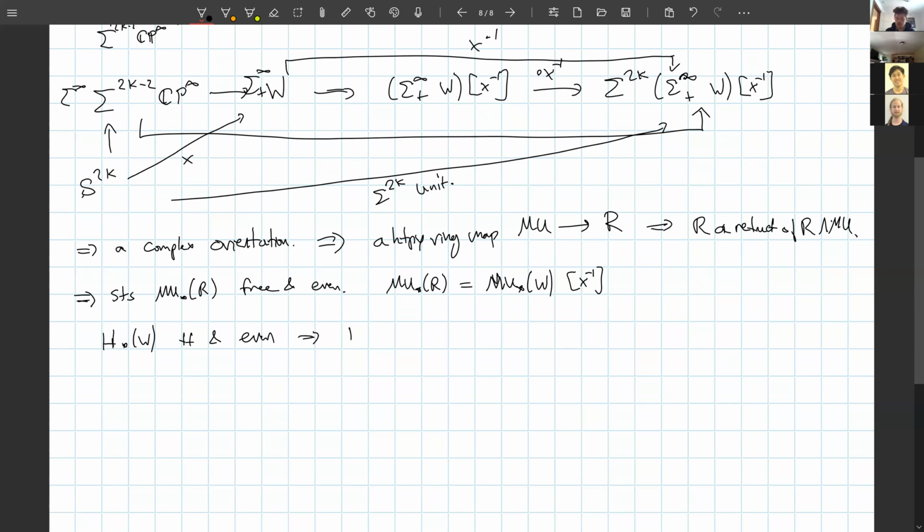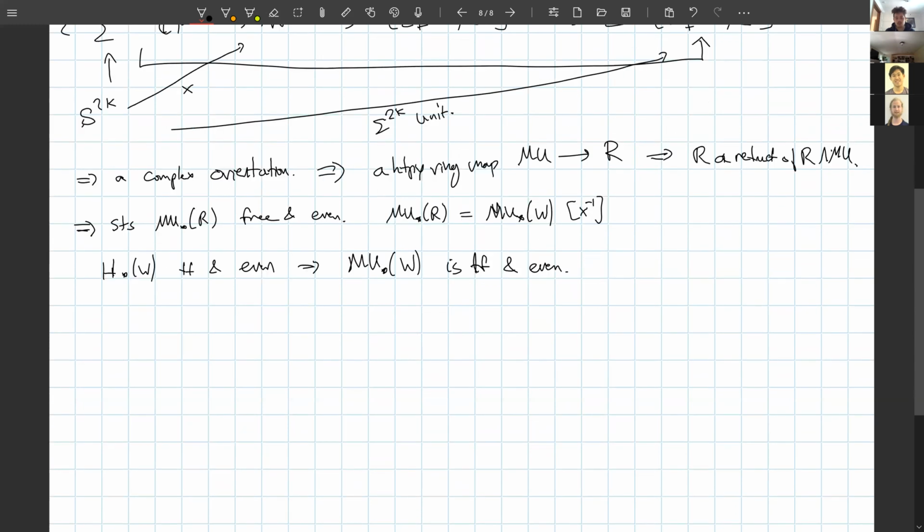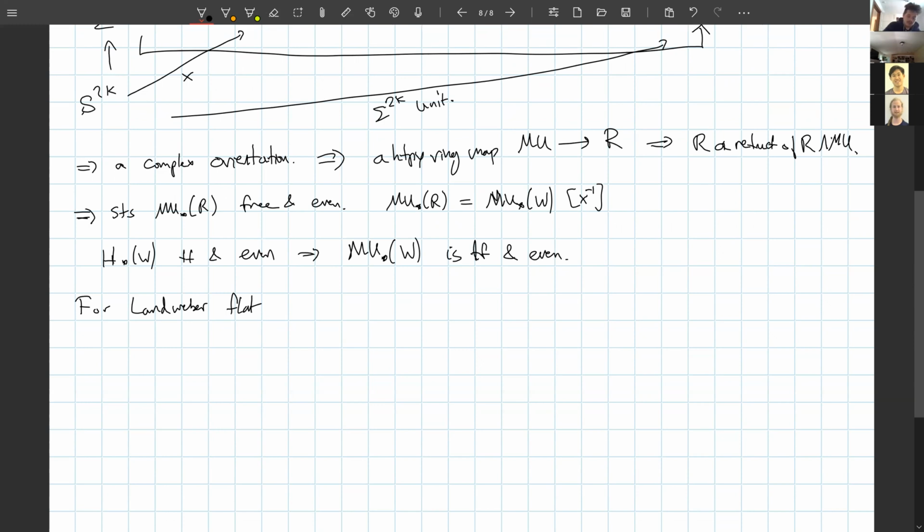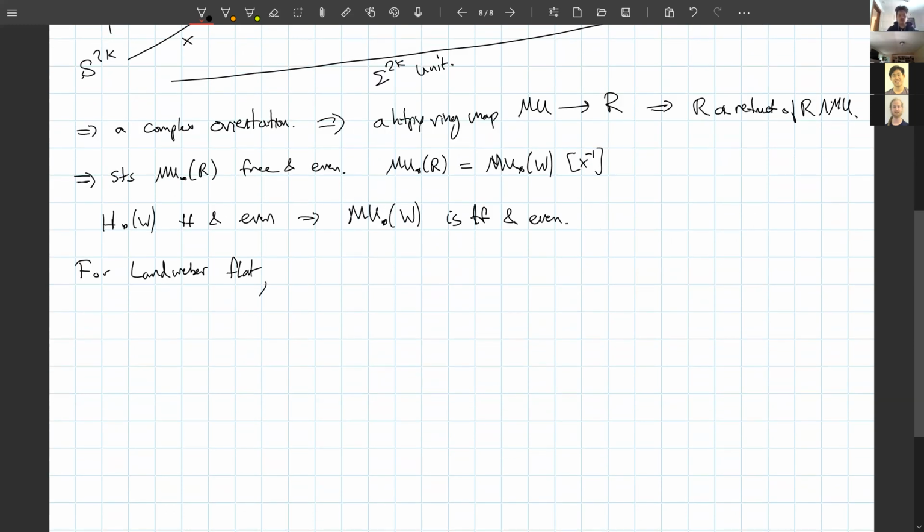So it has torsion-free and even mu homology. And for Landweber flatness, it's a bit more involved, but the idea is, I mean, it's not way hard. The idea is that you use the BP homology. So the Landweber flatness is about the module structure of BP star of R as a BP star module.